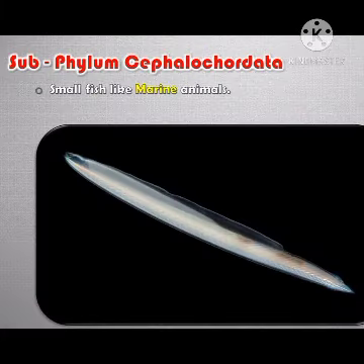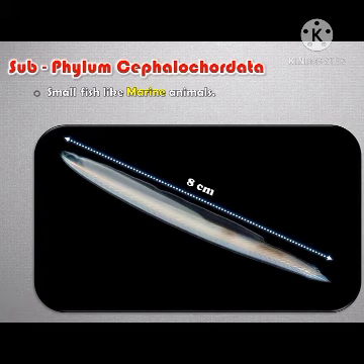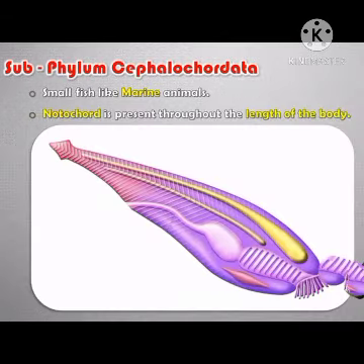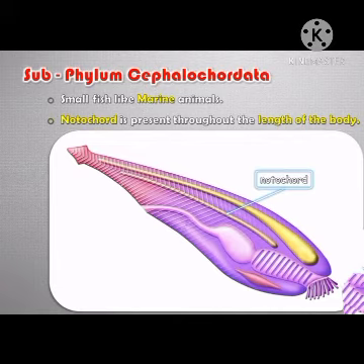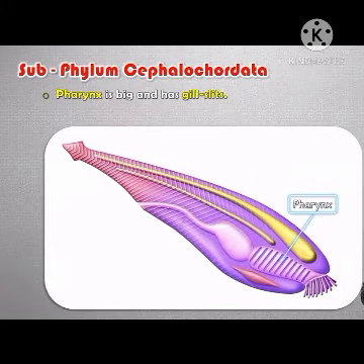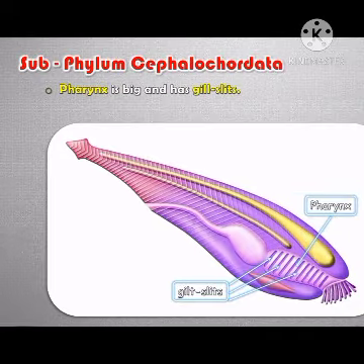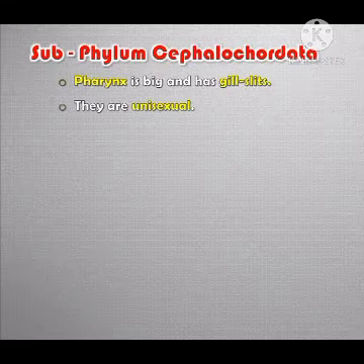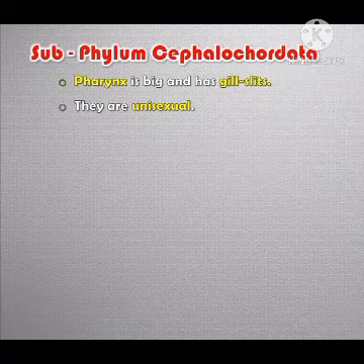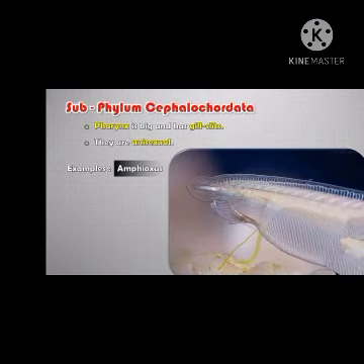Now let's see subphylum Cephalochordata. These are small fish-like marine animals. Notochord is present throughout the body length. Pharynx is very large and contains gill slits. These animals are unisexual. Example: Amphioxus.